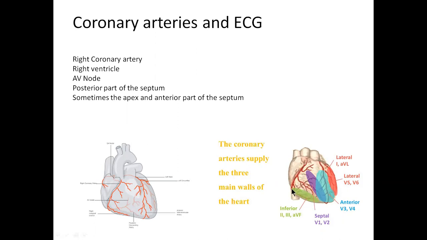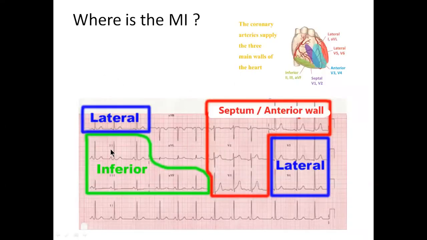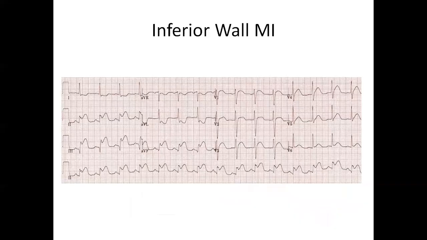Now the common thing we see is the inferior wall, and there we'll be looking at 2, 3, AVF. Okay, 2, 3, AVF. Those are the leads that are looking at the inferior wall of the heart. And in 2, 3, AVF, you will have ST elevations if there is a right coronary artery infarction.